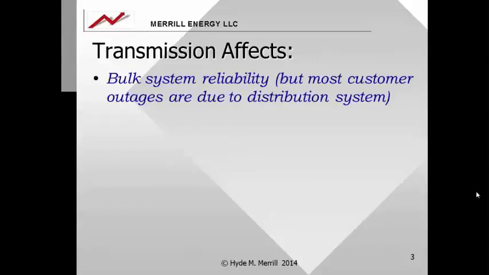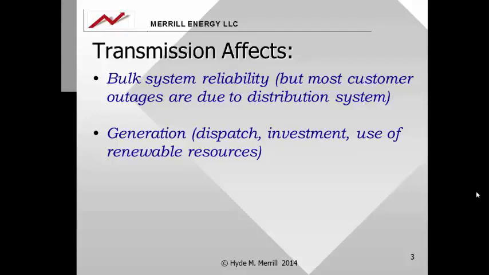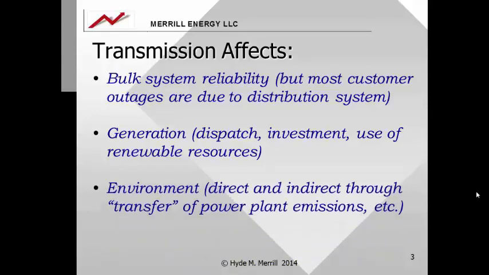First, transmission affects the bulk system reliability. Notice, however, that most outages a customer sees are due to problems on the distribution system, not on the bulk system. Transmission affects generation. It affects where power plants can be built, what kind of power plants are built, how they're dispatched, the use of renewable resources, and so on. Third, transmission affects the environment. There are obvious direct effects and there are less obvious indirect effects, because transmission allows the transfer of power plant emissions from one area to another. Finally, the transmission system moves money.